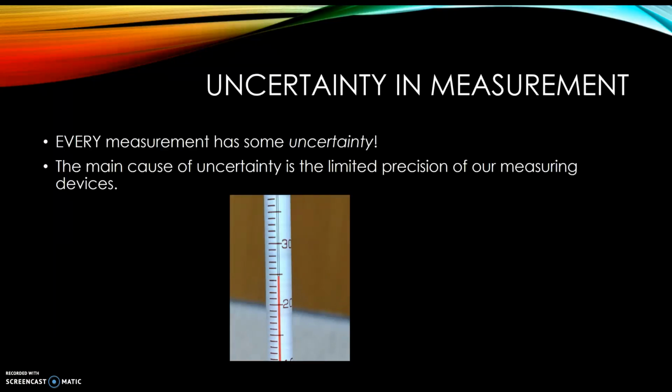There are other causes of uncertainty as well. It could be that you are measuring it wrong. That would be a source of error. But just having to estimate that last digit, yes, there's uncertainty there, but that's not error.